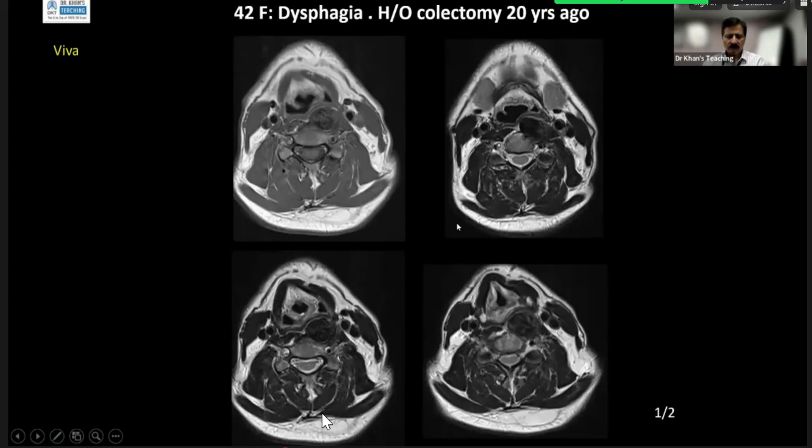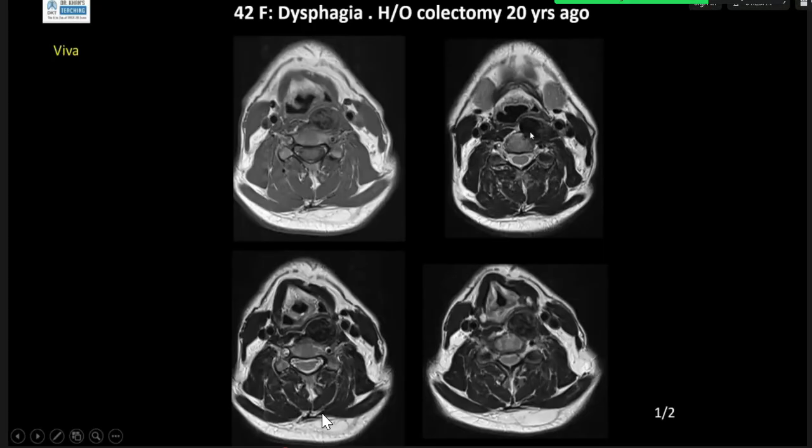Okay, candidate 2. Long case from the exam. This patient had a history of colectomy 20 years ago. 42-year-old female. Patient is quite young, isn't it? And she had a total colectomy 20 years ago. With that background, what is happening here?